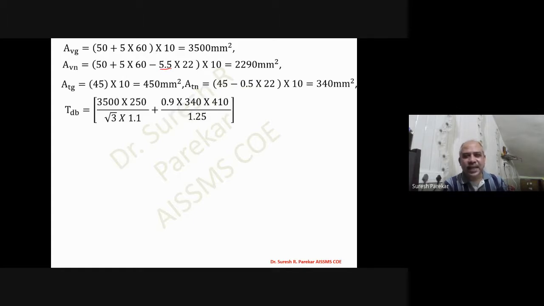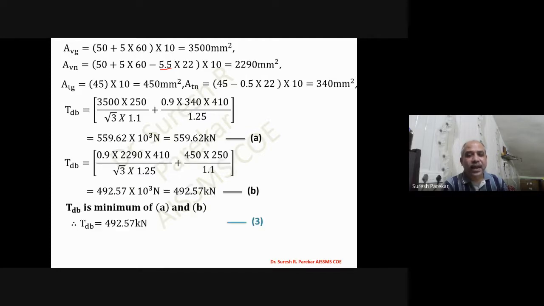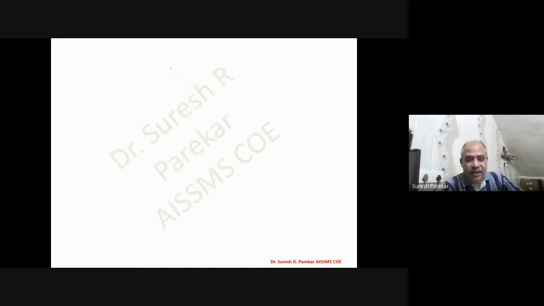And ATG, ATN we have calculated, and then we are going to get this value much larger. And then our TDB value is 492.57, and tensile strength we have 865, but as we have a double angle section, so 2 into 432.5 kilonewtons, and that comes to 865 kilonewtons. So here we have yielding of cross section as the failure criteria.